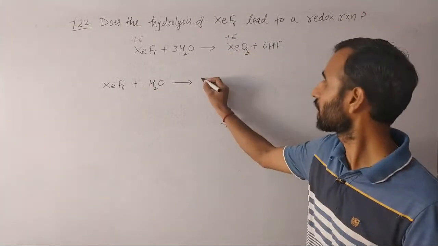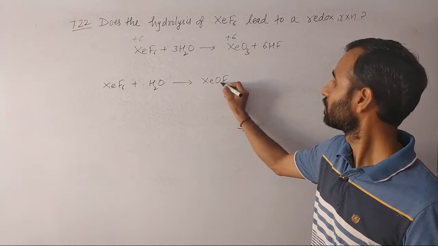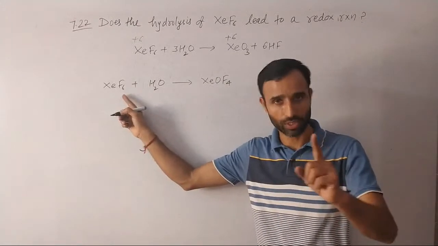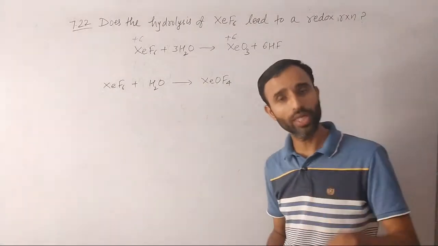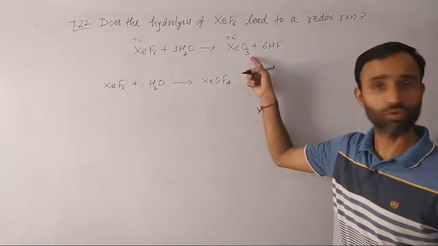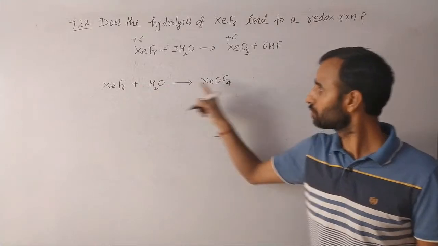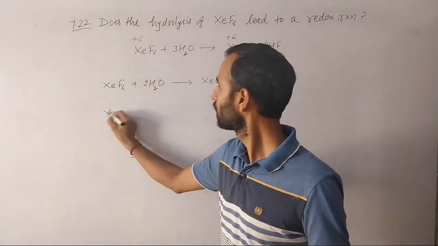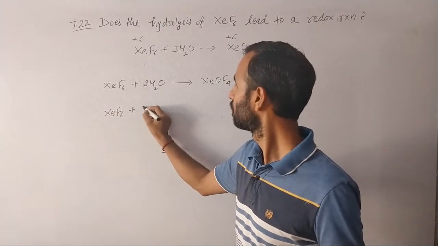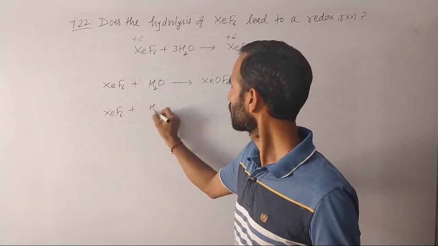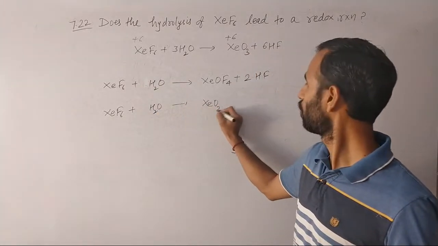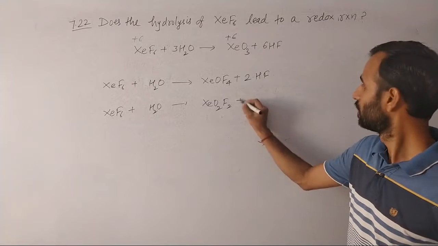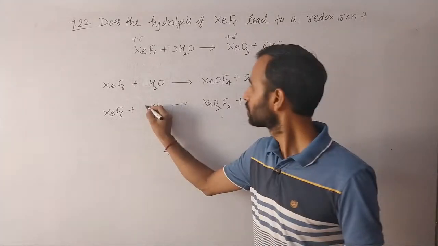then either we get XeOF4, meaning 2 fluorines are replaced by 1 oxygen, because oxygen is divalent and fluorine is monovalent. See, 6 fluorine, 3 oxygen. So 2 fluorines are removed by 1 oxygen along with 2 HF, or XeF6 plus H2O gives XeO2F2. 2 oxygens are added, 4 fluorines are removed along with 4 HF. So this is the case.